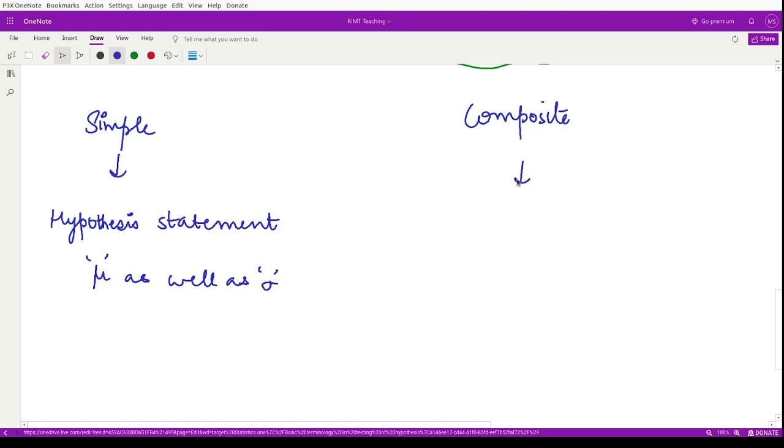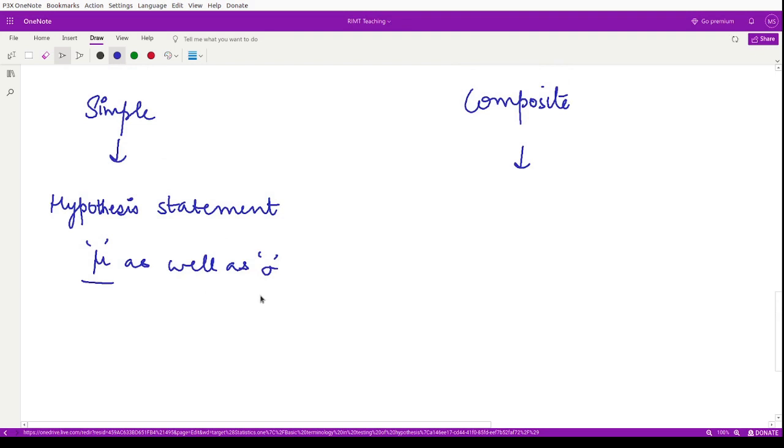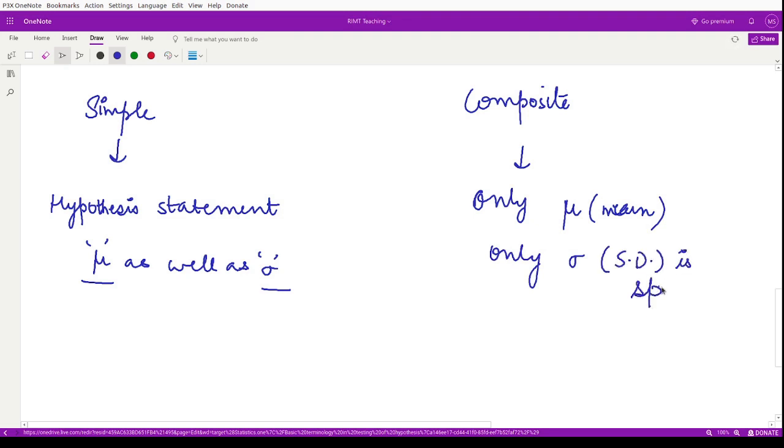However, composite hypothesis is what? Only one of the parameters is defined for a composite hypothesis. So if this hypothesis, composite hypothesis, specifies only some of the parameters of the probability distribution, then we call this to be the composite hypothesis. For example, only the mean or only the standard deviation is specified. Right.